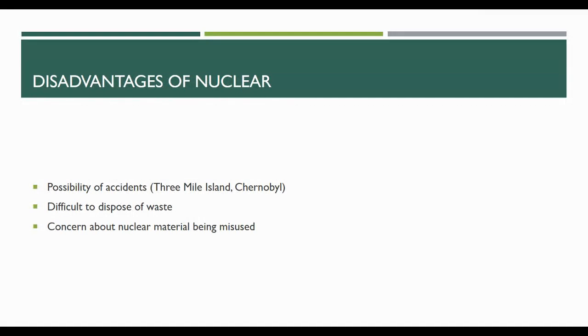Some disadvantages of nuclear are the possibility of accidents, like what happened at Chernobyl and Three Mile Island, which I would encourage you to do some research on, and the difficulty in disposing of the radioactive waste. It's a pretty big disadvantage. There is also some concern about nuclear material being misused. So that is a concern to think about. But I think the big one here is the difficulty in disposing of waste. Because while we have had accidents, and they have been terrible, they are few and far between. So there's that.